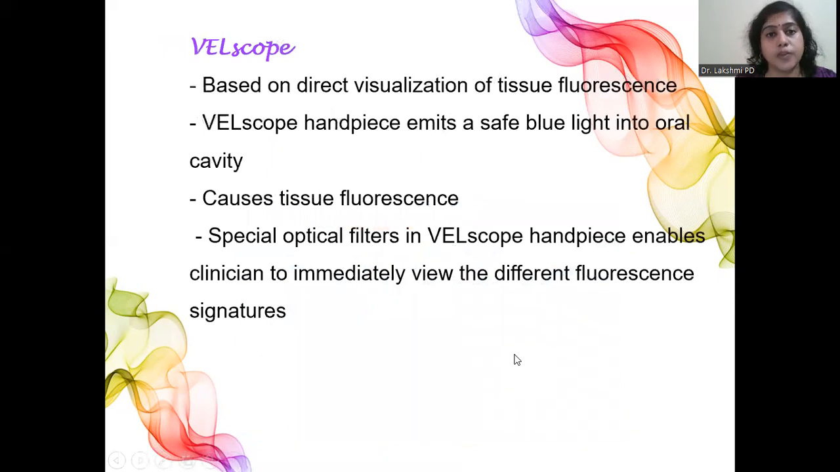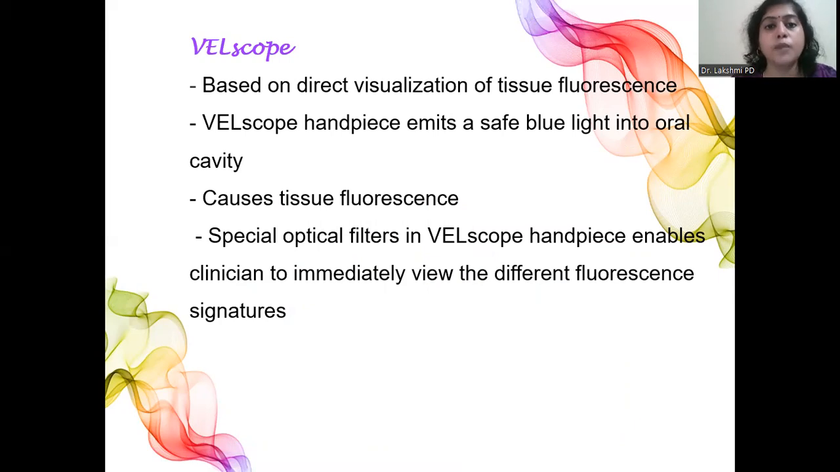The next thing which I wanted to speak about is your Velscope. So Velscope is based on direct visualization of tissue fluorescence. That is on the basis of the principle of the tissue's normal fluorescence capability. It is basically using that property.